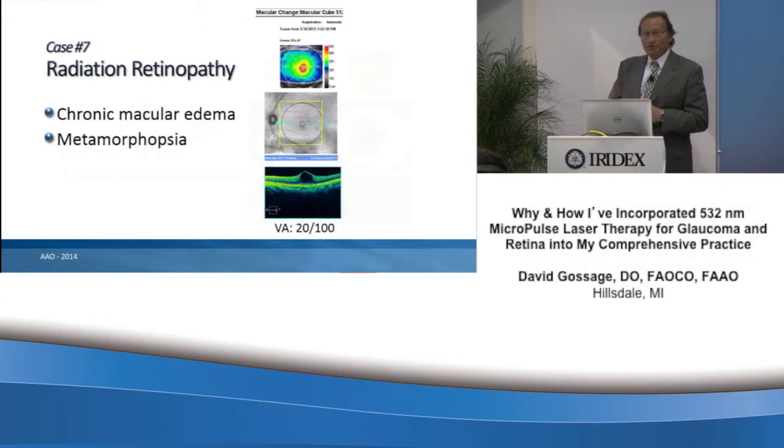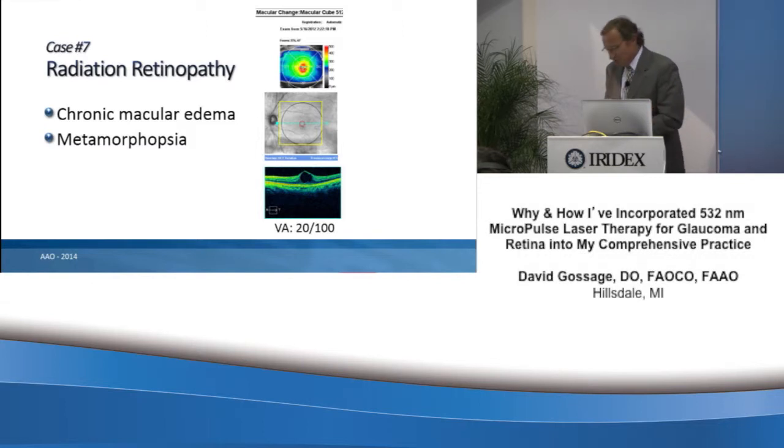And this is the next case of radiation retinopathy. Now this is a patient who has chronic macular edema. They had radiation retinopathy for ocular lymphoma. It happens to be my golf partner. And he came in complaining of some new metamorphopsia. When he was trying to line up his putts, he was kind of noticing it, and I said, well, let's see what's going on. So we looked at him, we discussed possibilities of maybe Avastin, MicroPulse.